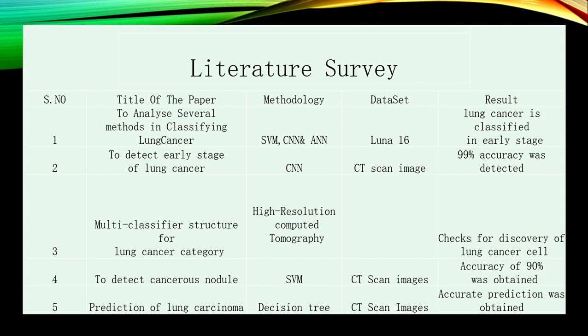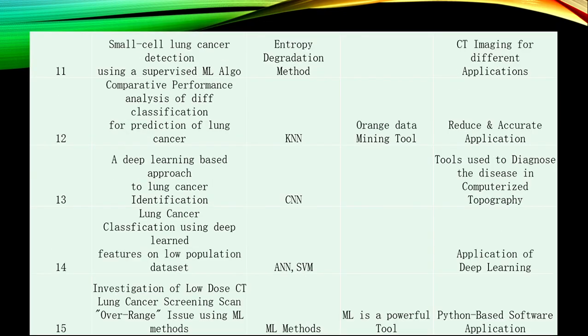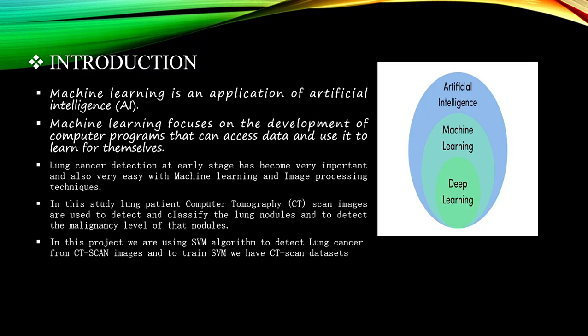To detect cancerous nodules, SVM was used with CT scan images taken as the dataset. Almost 90% accuracy was obtained. We have covered more than 30 papers in the literature survey, and this is all about my introduction to the project.